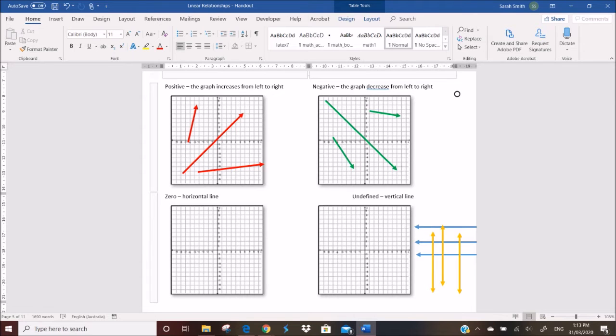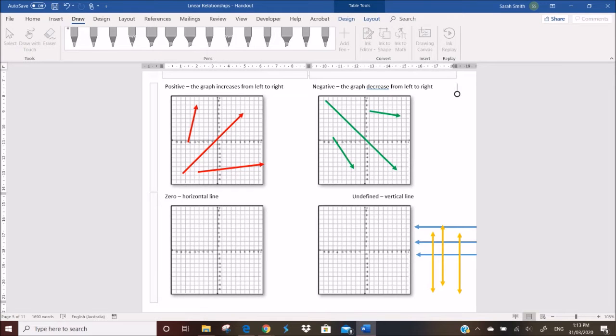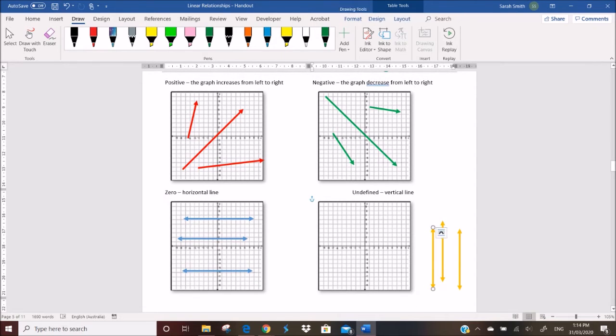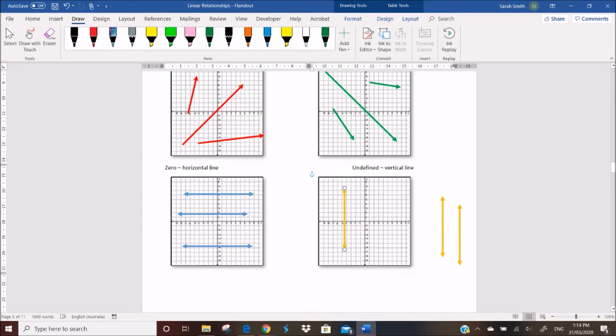For a zero gradient, so the first one we looked at was our positive gradients. Our second one we were looking at our negative gradients. And now we're going to look at a zero gradient. So a zero gradient is just a horizontal line. So you're not moving up or down, you're just going from left to right. So it's a zero gradient. An undefined gradient is a gradient that is a vertical line. So it's not going left or right at all, it's just going up.